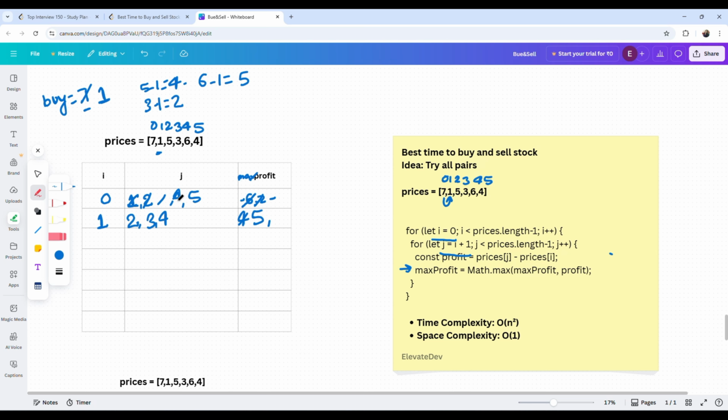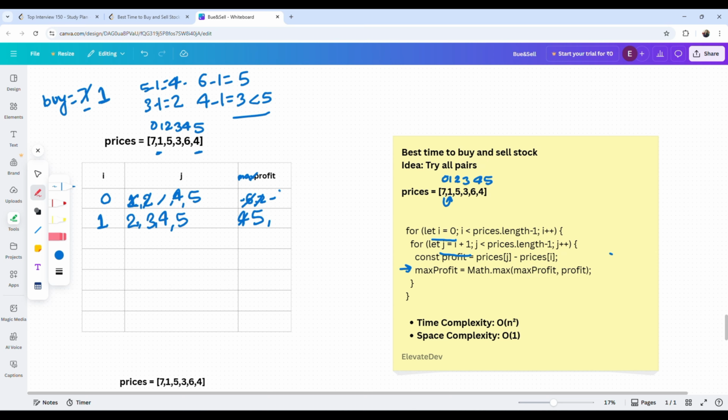Now we have 4, and this j still has the scope of moving forward. It is going to move to the fifth position. At the fifth position we have 4, so my selling price can be 4 and buying price is 1, and the profit is 3. The computed profit is 3, but the max profit cannot be updated because 3 is lesser than 5. So max profit is not going to get updated.